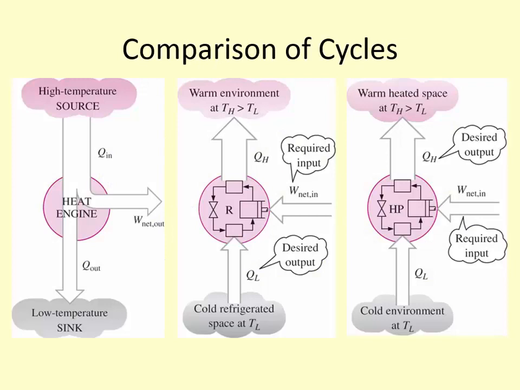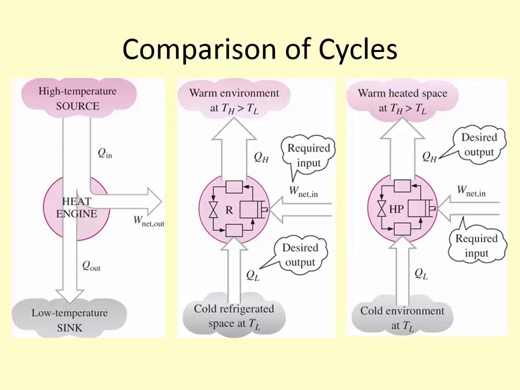So then a comparison of cycles, again, we can look at them. They all operate between a high temperature and a low temperature source, or high temperature and low temperature bodies. In the case of a heat pump, the source is the high temperature and the sink is the low temperature. But in the case of the heat pump and the refrigerator, we're doing the exact same thing. We're moving heat from a cold environment and adding it to a warm environment. But it just depends on whether we're trying to make a cold space colder or a warm space warmer, whether we consider something a heat pump or a refrigerator.